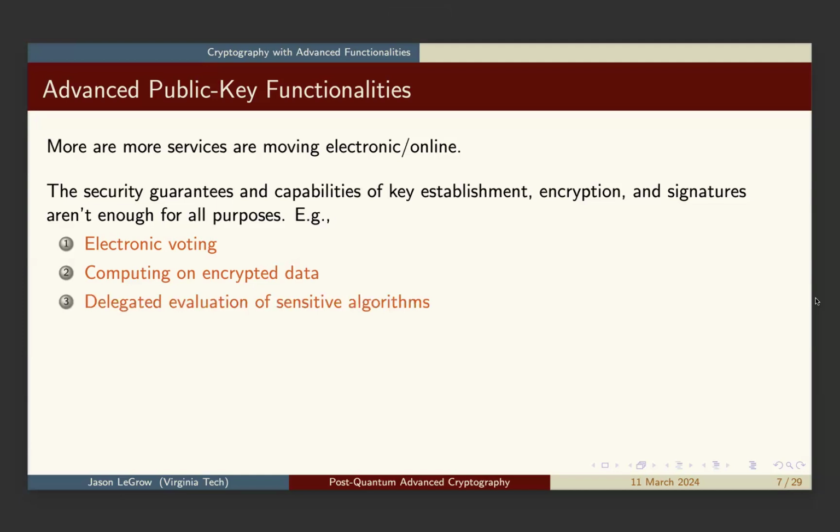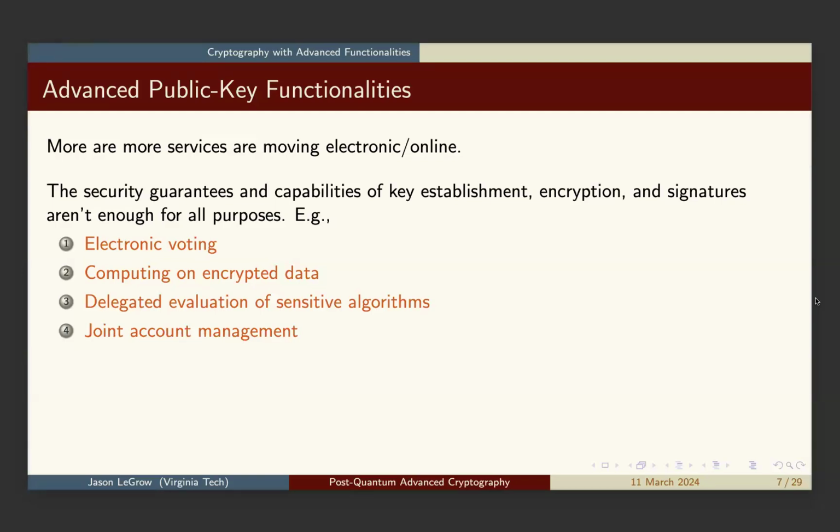Continuing in that vein, maybe your data is sensitive, or maybe it's not, but what if the algorithm you want to run is sensitive and you want to outsource this to the cloud? Evaluation of sensitive algorithms is something else that these standard cryptographic primitives are not sufficient for. And then some things are a little simpler to understand, but we would still like to do them more efficiently, like joint account management.